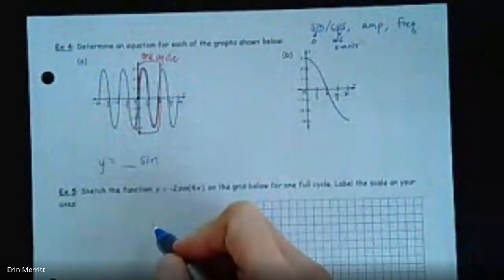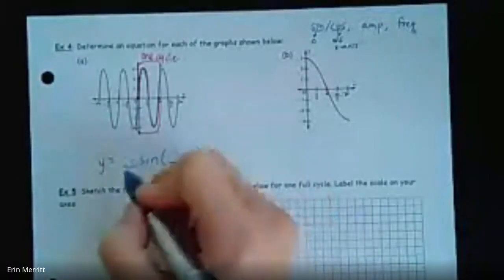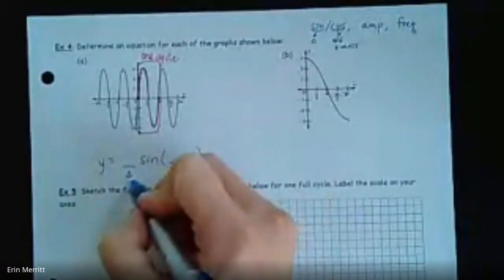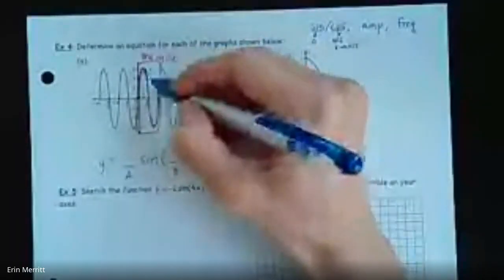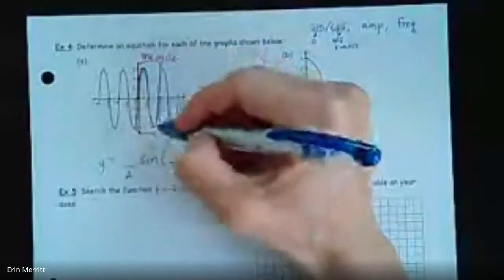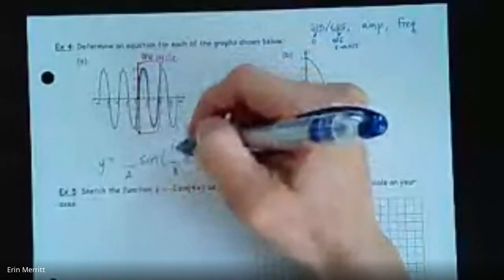Now I have to figure out what's my amplitude, what's my frequency. So this is going to be my A, that's my B. The amplitude, when I'm looking at it graphically, it's the distance from the middle to the top or the middle to the bottom. So how high up is it going? So that's going up to 3, down to -3. So my amplitude has to be 3.